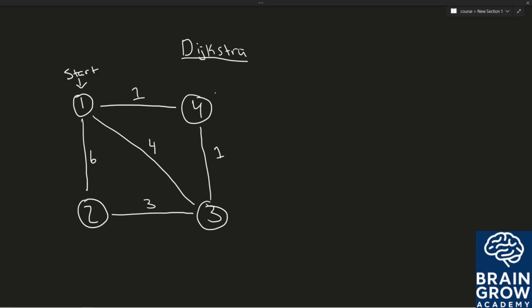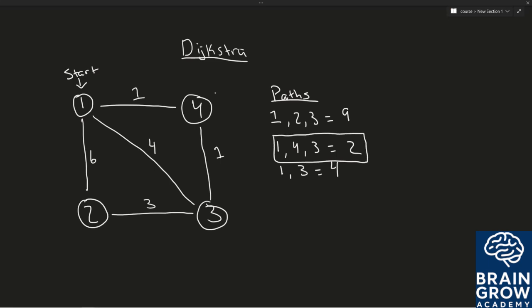Well, if we start at 1, let's say we'll have paths here. So we start at 1. Let's say we go 1, 2, 3. Well, that would be 6 plus 3, so our total weight for that would be 9. Let's say we went 1, 4, 3. That would be 2. And then the other one is 1 to 3. Well, that would be 4. So obviously our answer to this would be 2.